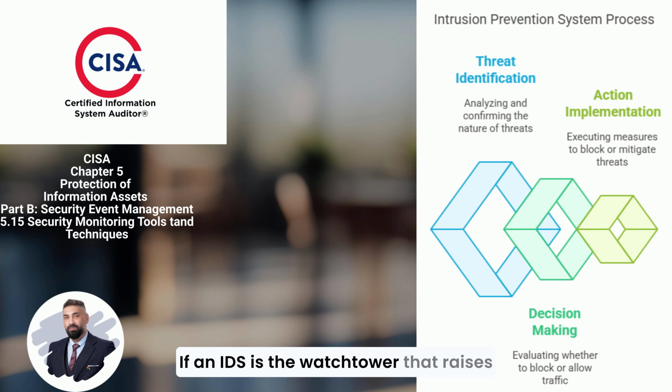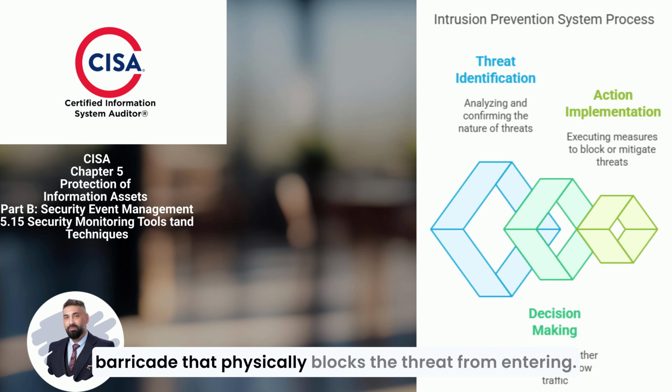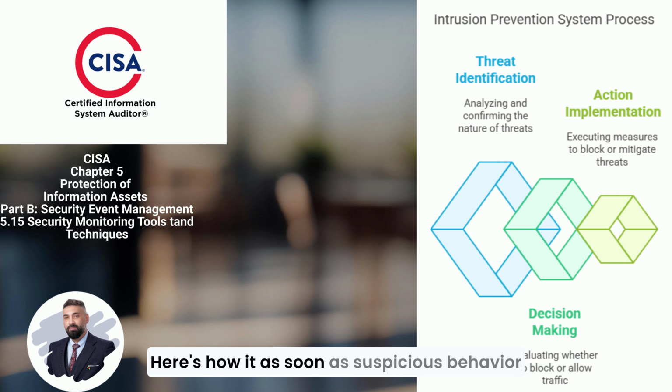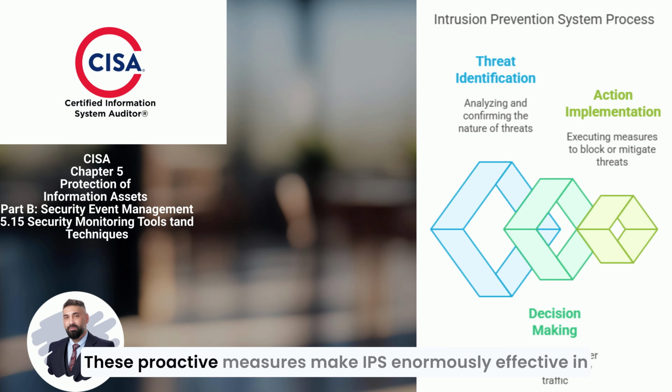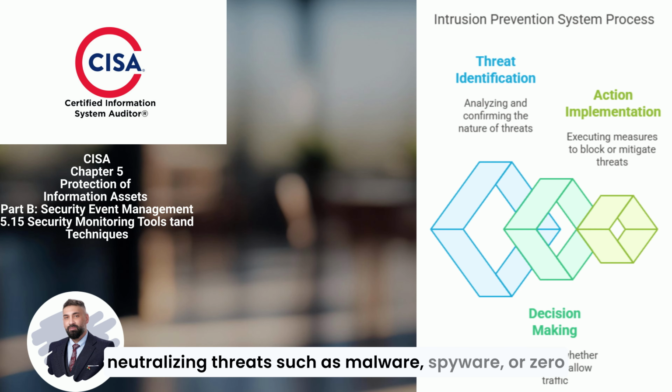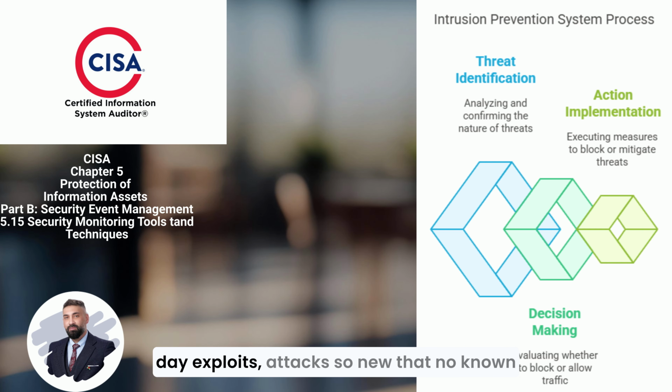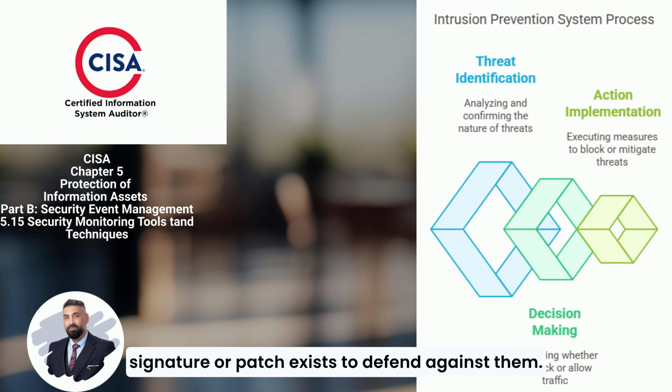If an IDS is the watchtower that raises an alarm, an IPS is more like a barricade that physically blocks the threat from entering. Here's how it works. As soon as suspicious behavior is detected, the IPS springs into action. It might sever the connection coming from a malicious IP address or reconfigure firewalls to shut down access points. These proactive measures make IPS enormously effective in neutralizing threats such as malware, spyware, or zero-day exploits, attacks so new that no known signature or patch exists to defend against them.